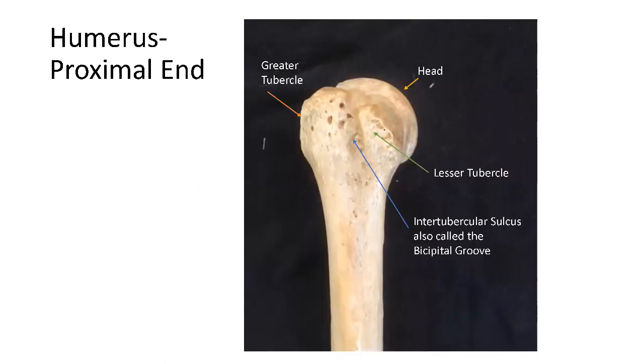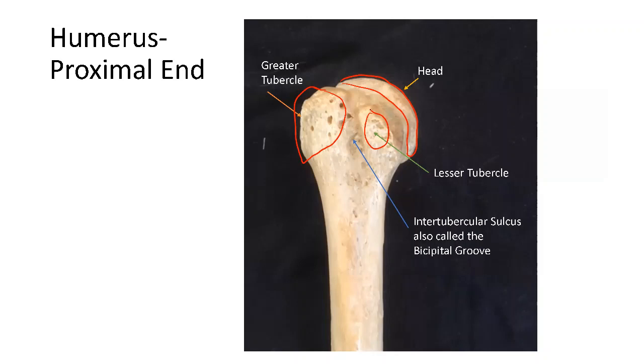But I decided to take a close-up look at the proximal end. At the proximal end, you have the head, which is this very smooth piece, would be covered with articular cartilage in real life, but the head makes the shoulder joint. You have the greater tubercle, which is this entire lateral edge, where you have a lot of muscles attached to this bone. The lesser tubercle is much smaller. It's right center, and it is anterior only.